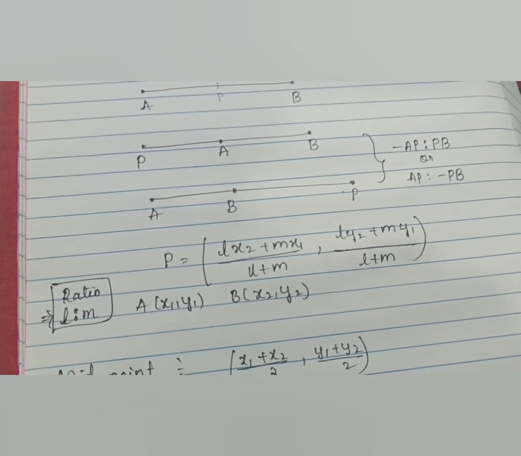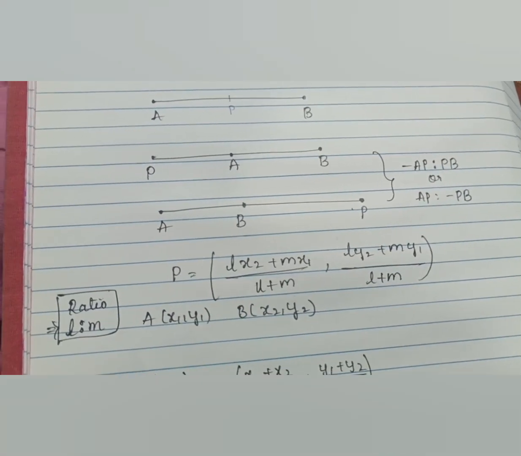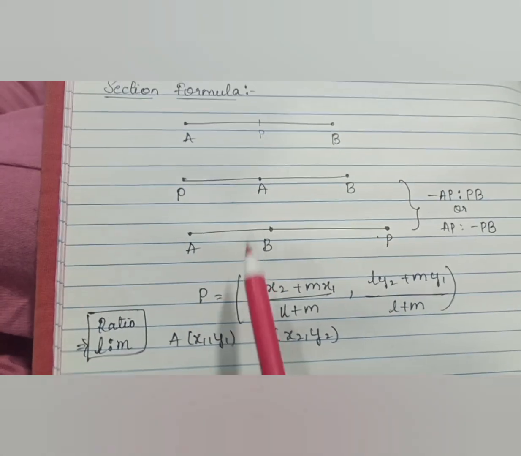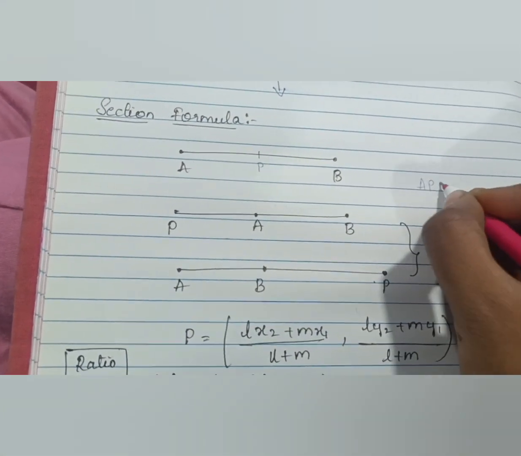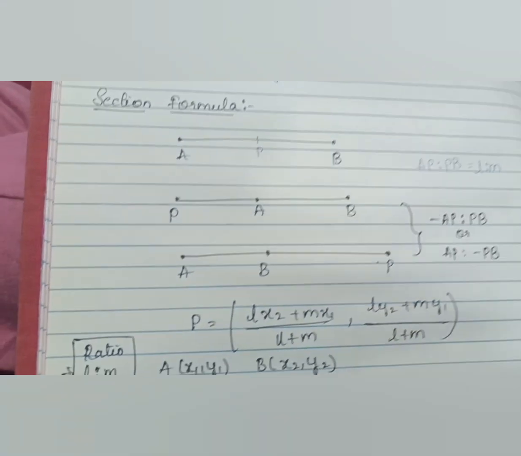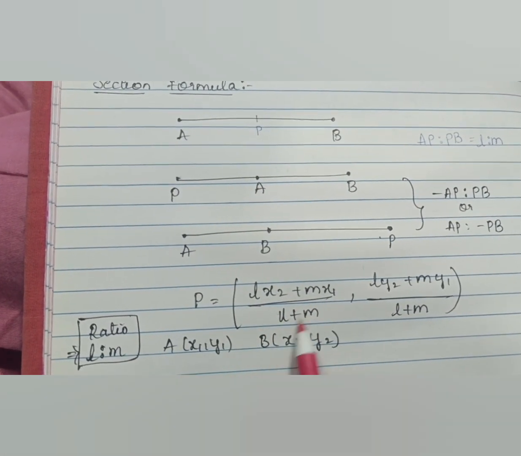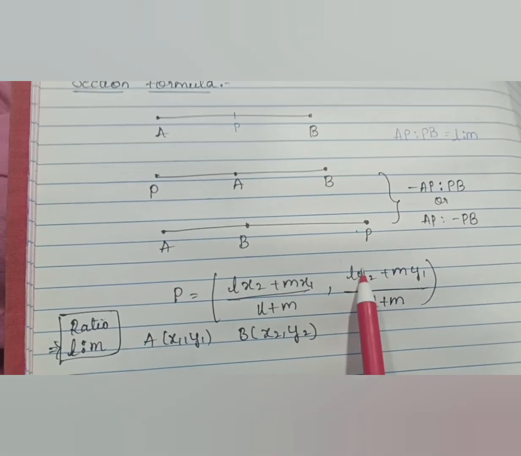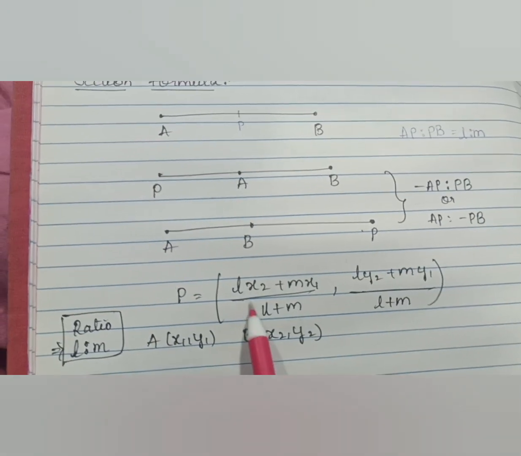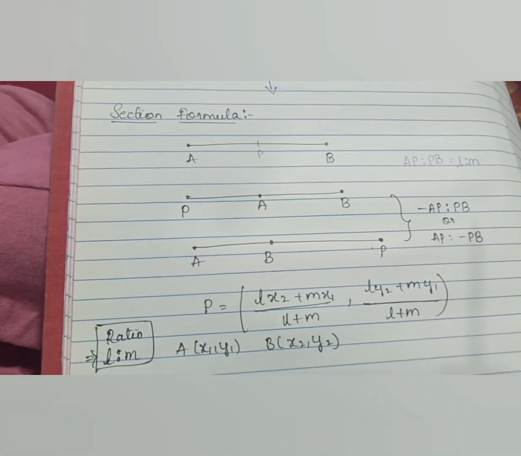Just note it down, just understand how it is done. And what is P equal to? The ratio is L:M. If AP to PB is equal to L:M, then P is L x2 plus M x1 by L plus M, comma L y2 plus M y1 by L plus M. Don't forget, first you have to write x2 and then x1. This is how the section formula is.